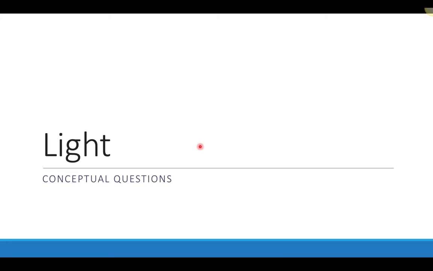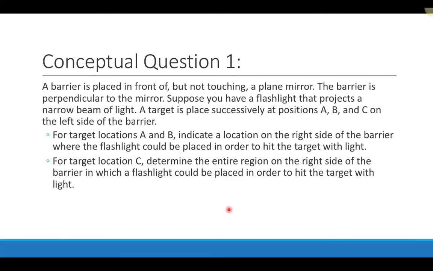In this presentation, we look at some conceptual questions that we could use to examine the law of reflection. This is a question that I would typically pose to a class, and I would provide a picture, but we're just going to go through it in the PowerPoint. There's a barrier that's placed in front of, but not touching, a plane mirror, and we're going to see this on the next slide. The barrier is perpendicular to the mirror.